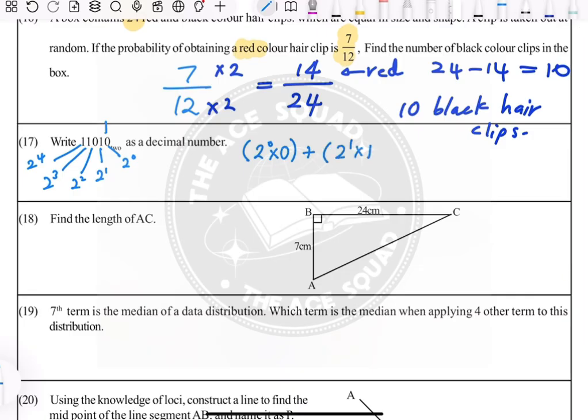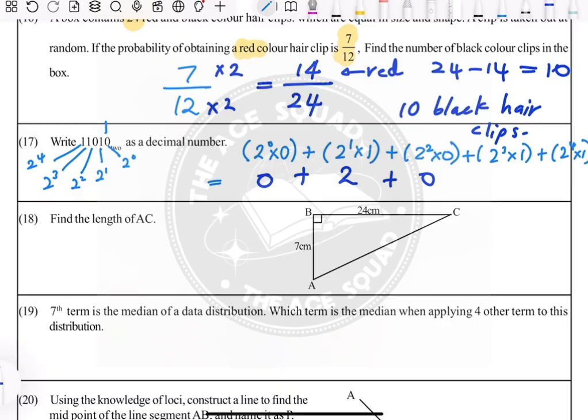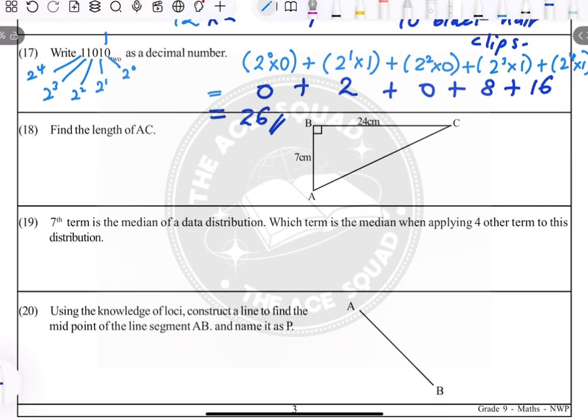2 to the power 1 into 1 plus 2 to the power 2 into 0 plus 2 to the power 3 into 1 plus 2 to the power 4 into 1. So obviously whatever is multiplied by 0 is 0. So here it's a 0, here it's a 0. 2 to the power 1 is 2, 2 times 1 is 2. 2 to the power 3 is 8, 8 times 1 is 8. 2 to the power 4 is 16, 16 times 1 is 16. So if you add these, you're going to get 16 plus 8 plus 2, which is 26. Hope that is clear.